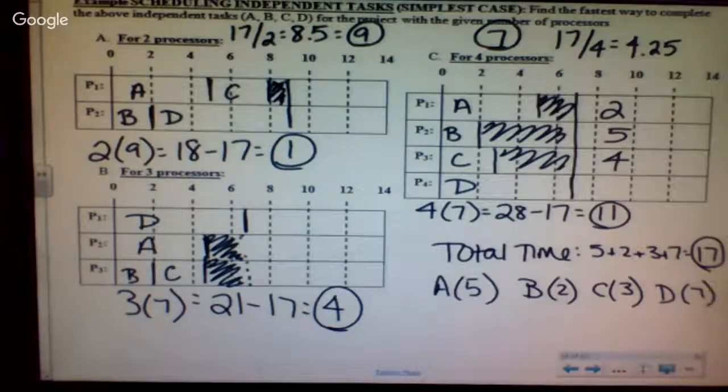Well, what do you get when you take 2 plus 5 plus 4? 11. You have your 11 hours of idle time.